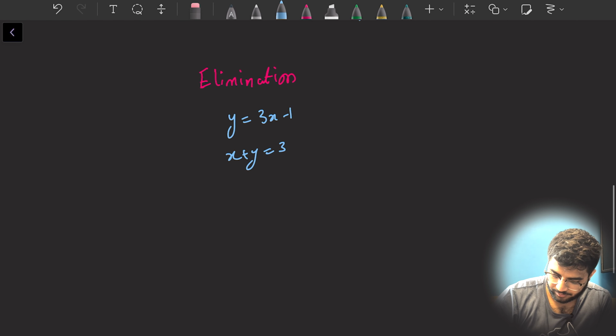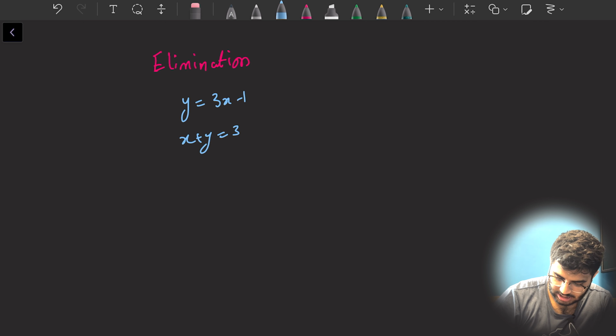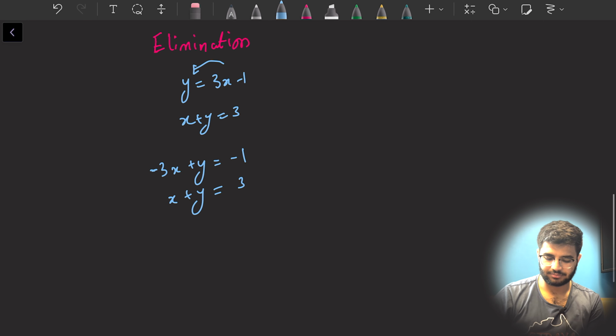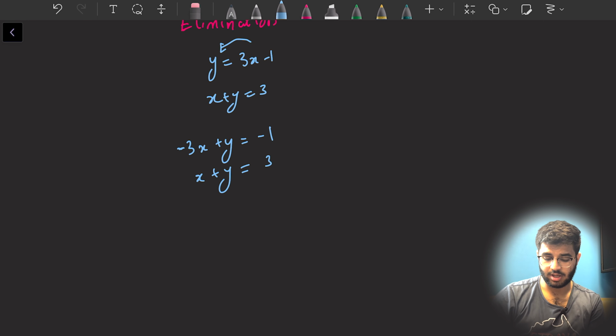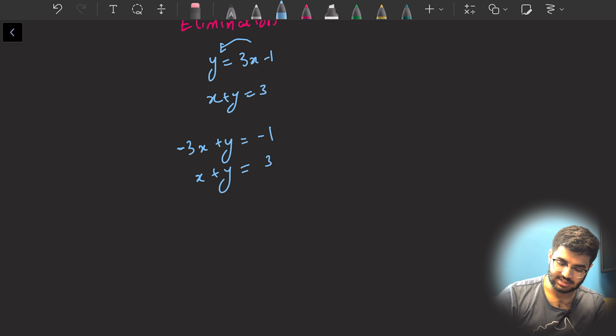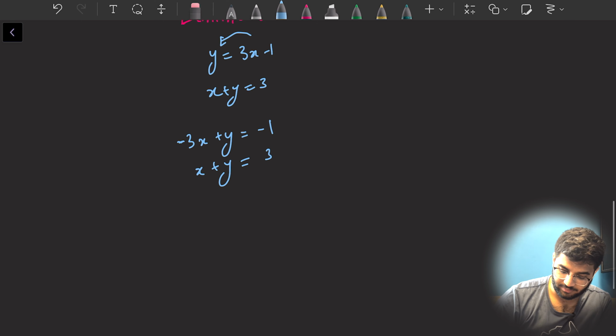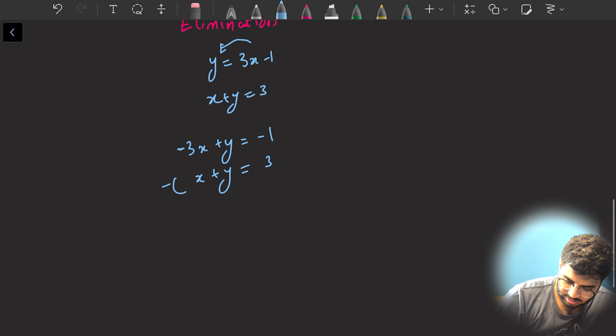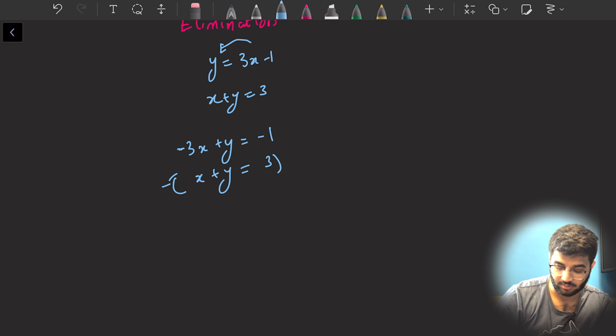would be to, for example, bring the x to this side. So I have negative 3x plus y is equal to negative 1, and I have x plus y is equal to 3. Now that you can see how they're aligned, what I want to do is subtract both of these equations. So I want to subtract this one from the first one.